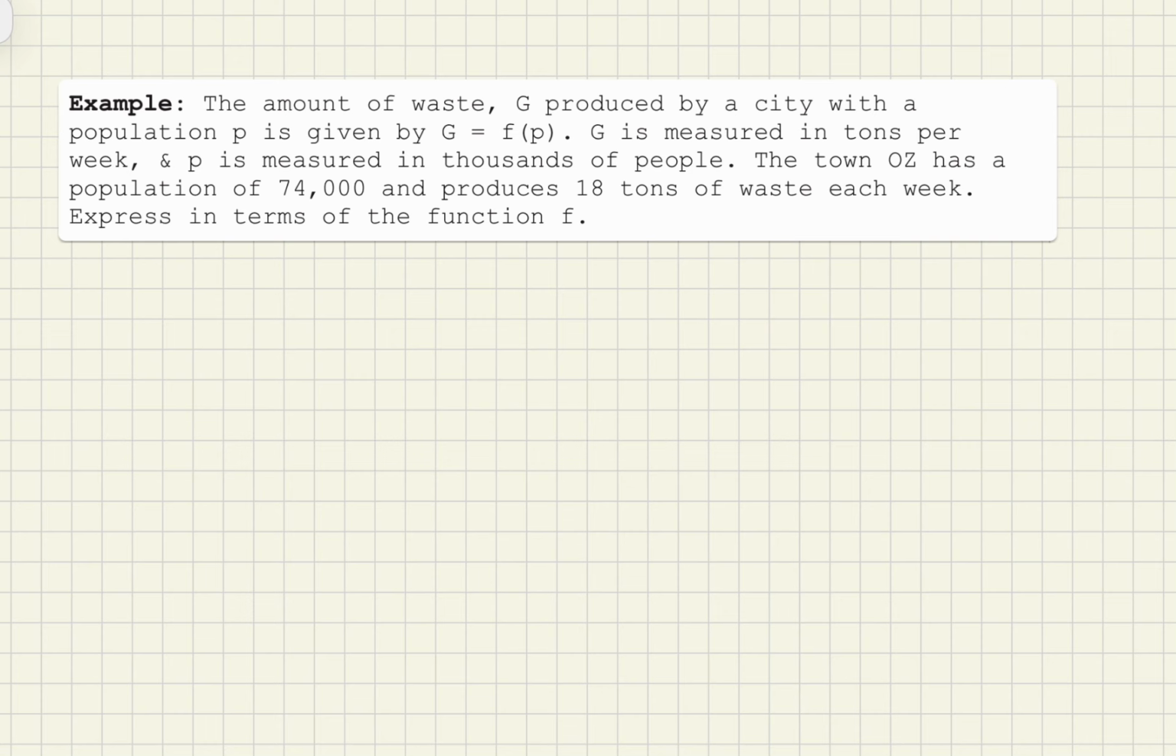The amount of waste G produced by a city with a population P is given by G equals f of P. G is measured in tons per week, and P is measured in thousands of people. The town Oz has a population of 74,000 and produces 18 tons of waste each week. Express this in terms of the function f.